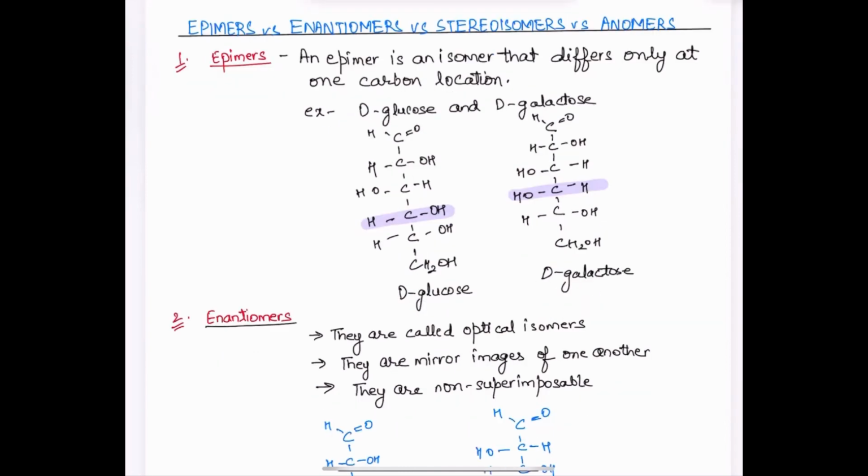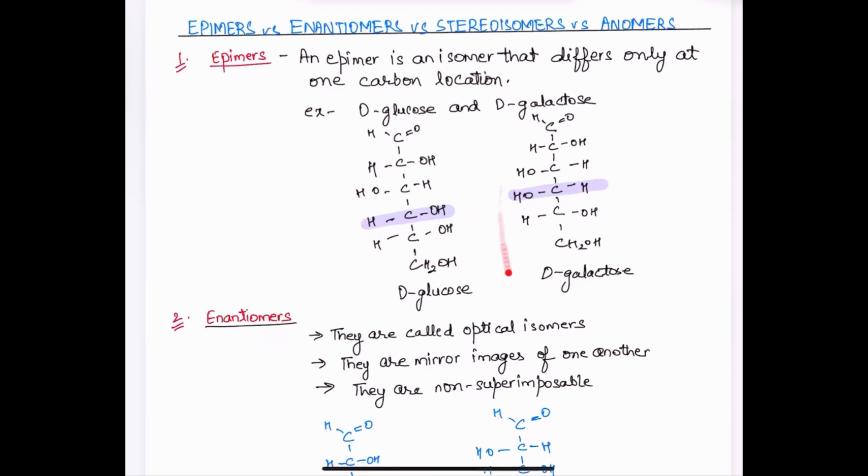While studying the monosaccharides, you must have come across a lot of structures like hexoses, pentoses, trioses, tetroses. So now, what are epimers? An epimer is an isomer that differs only at one carbon location. So in the case of epimers, they differ only at one carbon. For example, D-glucose and D-galactose.